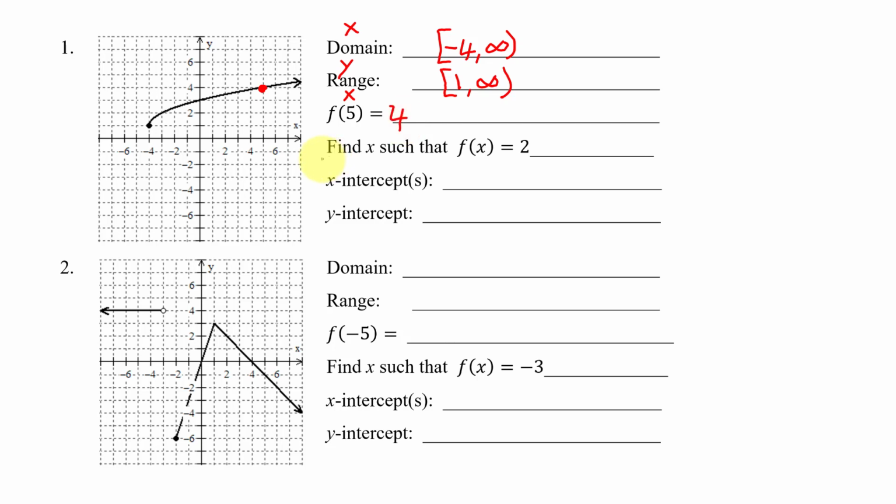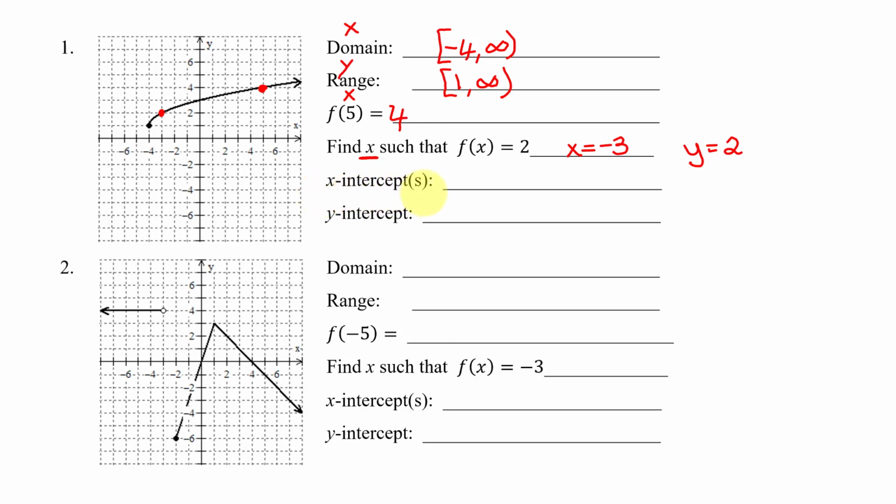In the next part, we need to find x, so I'm not given x, such that f of x equals 2. Remember, f of x is the same as the y value. So this says y equals 2, find the x value. So if I look on my graph, here's y equals 2. Is there a point where y equals 2? Yes, right there. And what is its x value? -3. So we know when x equals -3, y equals 2.